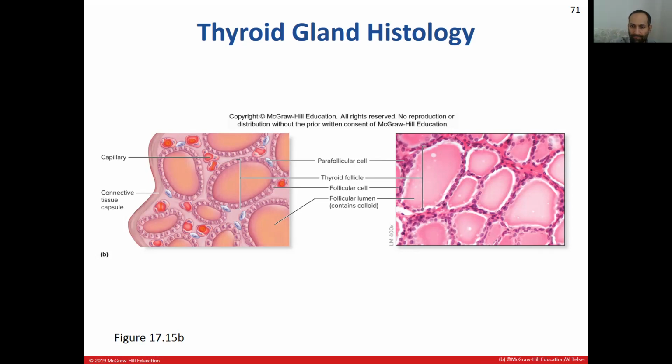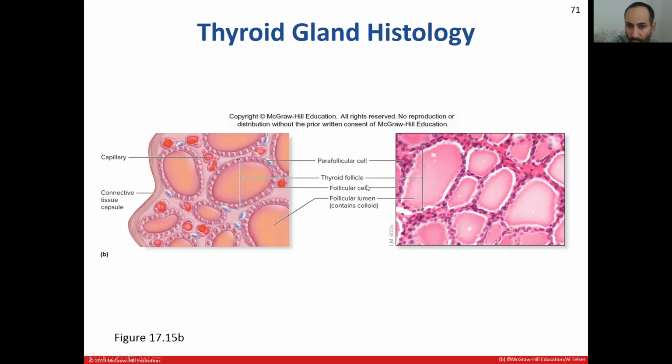Now, what is inside of this follicle here, the thyroglobulin protein? This protein is called colloid. Colloid is like a protein, right? And this is called thyroglobulin. So the thyroid hormones that are secreted from here are basically processed in the thyroglobulin. This protein is used to hold on to the thyroid hormone secreted by the follicular cells.